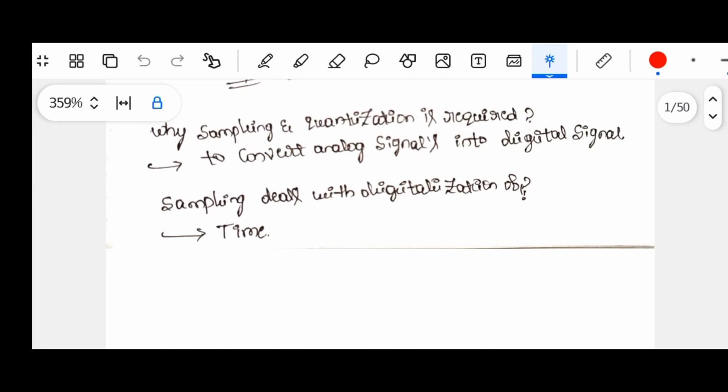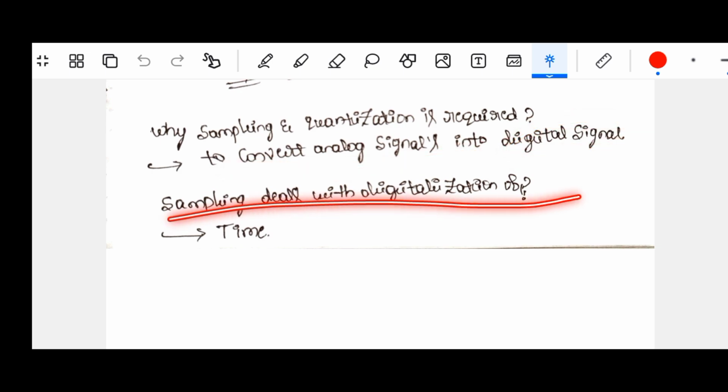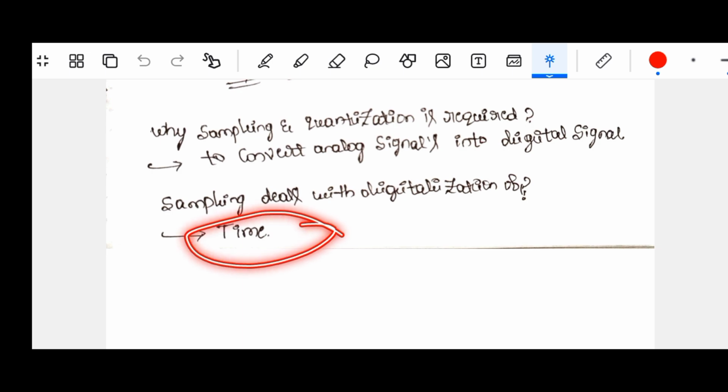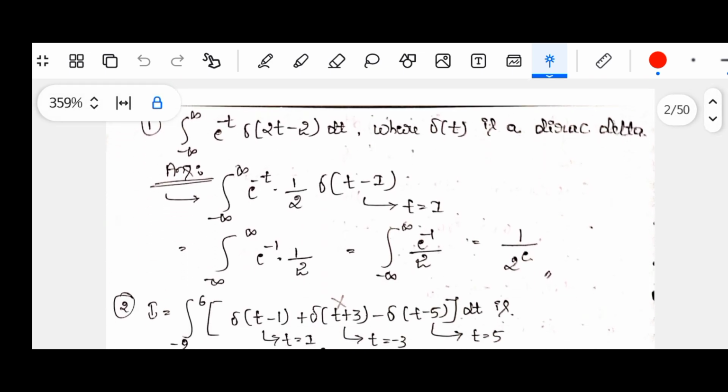Why are sampling and quantization required? To convert analog signals into digital signals. Sampling deals with the study of the time axis. Let's solve some questions. First one, let's see this question.